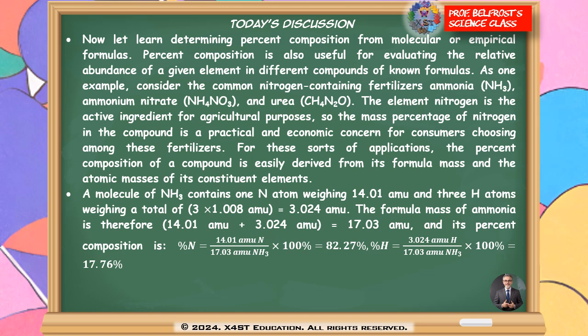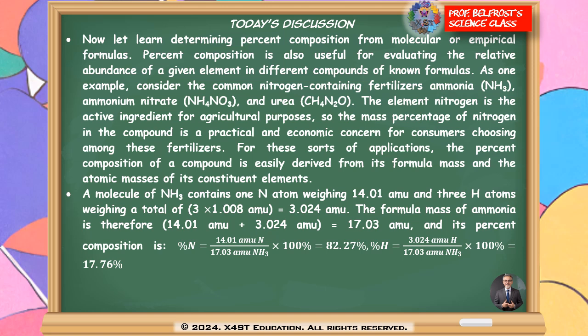Percent composition is a very useful thing for evaluating the relative abundance of a given element in different compounds of known formulas. For example, you have ammonia, ammonium nitrate, and urea. The element nitrogen is the active ingredient for these kinds of fertilizers. So the mass percentage of nitrogen in the compound is a very practical economic concern for consumers choosing among these fertilizers. Let's see which one we should pick.